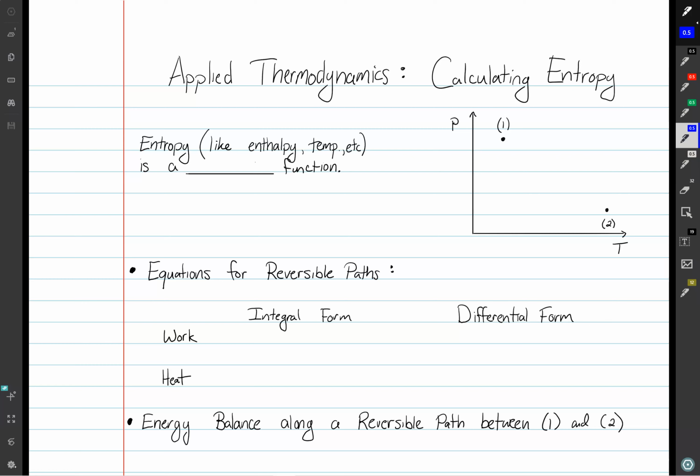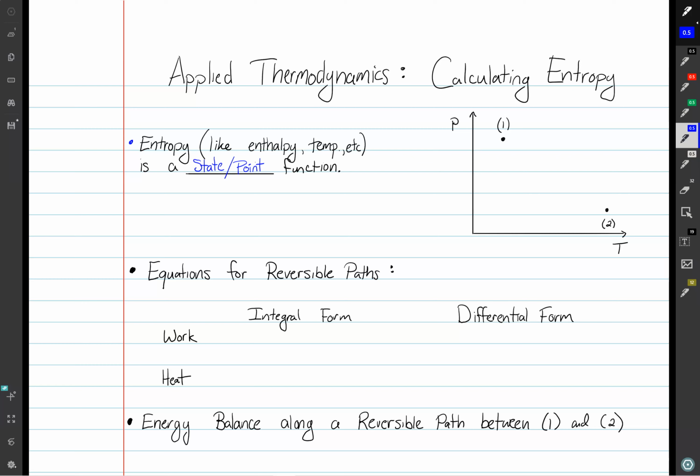So we'll start by thinking about some properties of entropy. Entropy, like enthalpy, like temperature, pressure, these kinds of things. What kind of function is it? It is a state or point function. So what does that exactly mean?